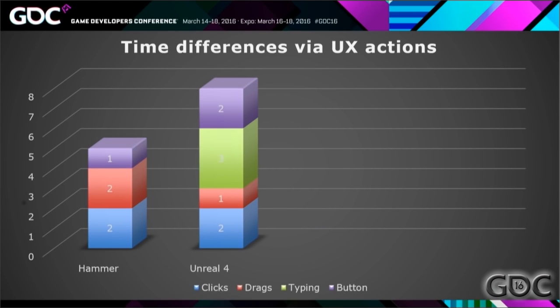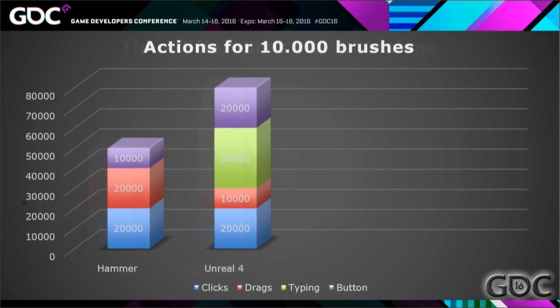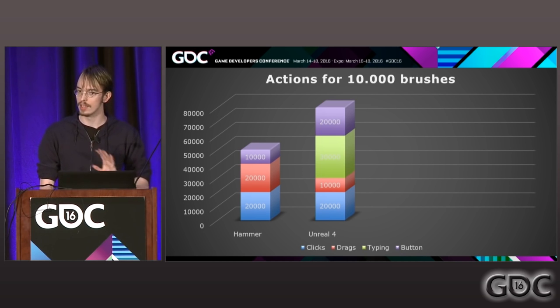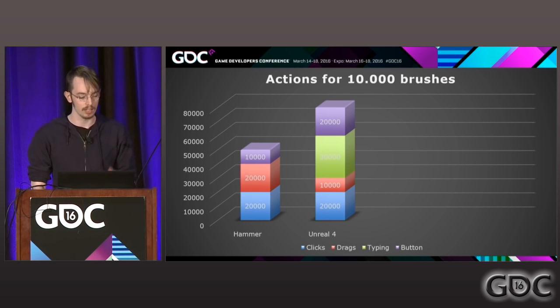For 10,000 brushes, the difference becomes between 50,000 actions and 80,000 actions. That's a 30,000 action difference, almost half the time. And that's almost 1/3 of the time saved just because the UX of one editor requires fewer actions than the other. It's not the engine, it's not the user, it's just the UX that causes this time loss. Over a development cycle, this is huge.